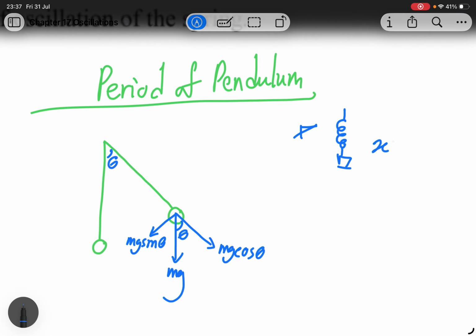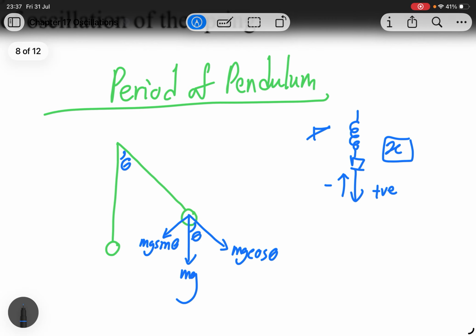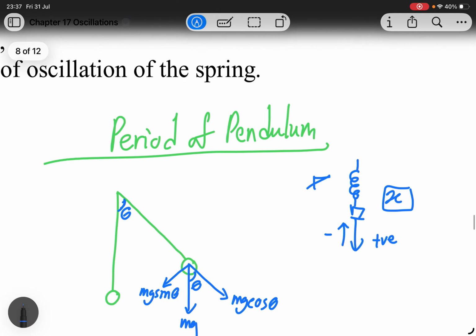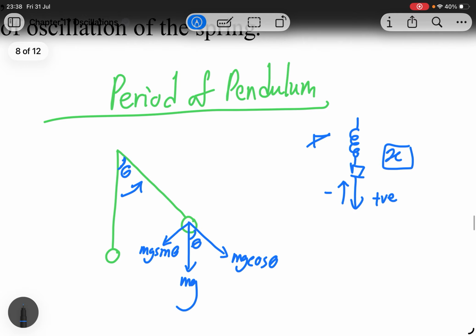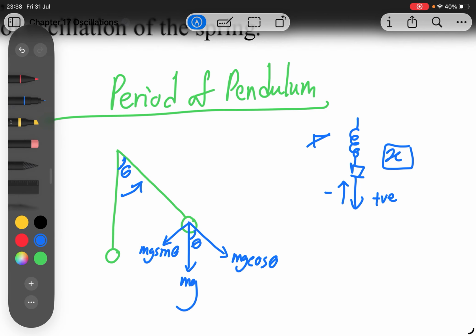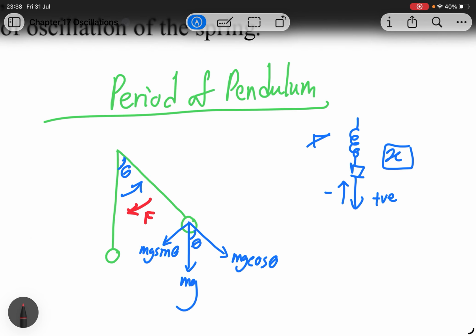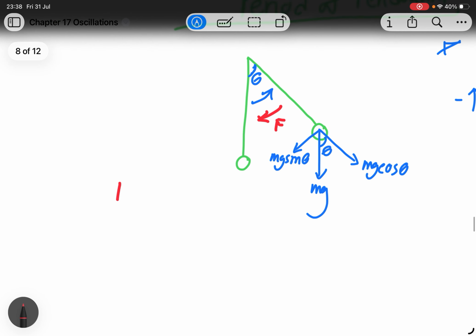We know that for the spring, we were using displacement. When it goes down, let's say going down is positive, the force is negative, or outwards. So for this, we change displacement to angle. When the angle is increasing, going right in this direction, the force is also increasing but in the opposite direction. So you can say F equals negative mg sine theta because it's in the opposite direction.